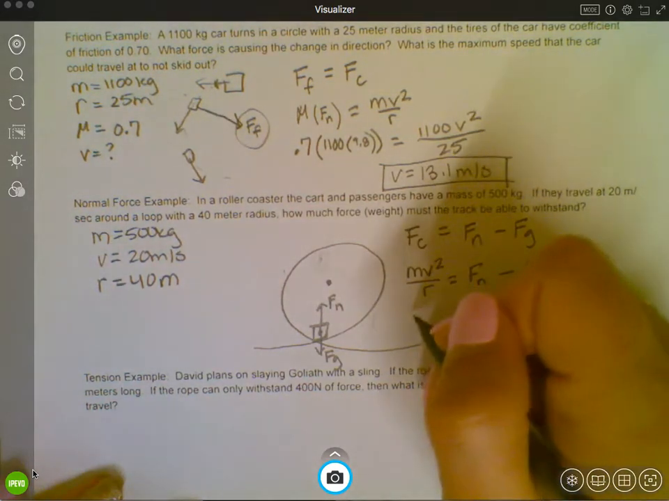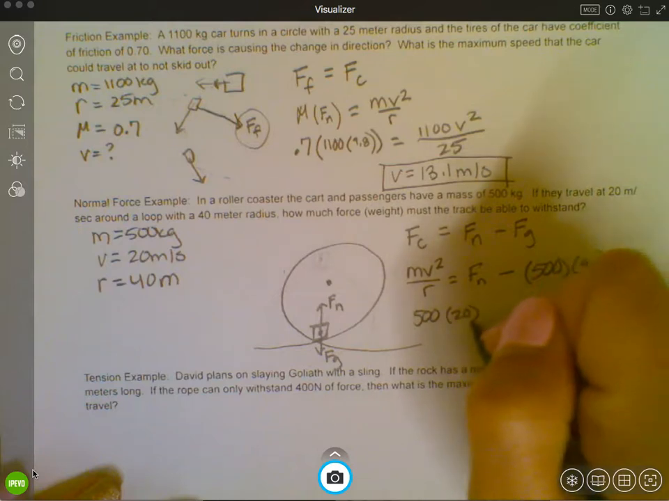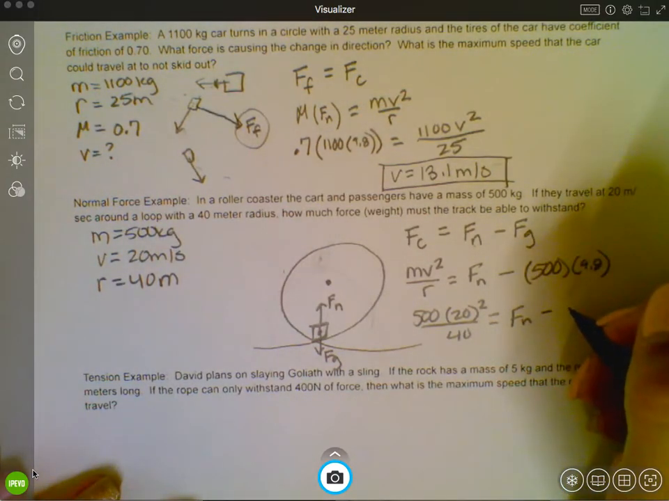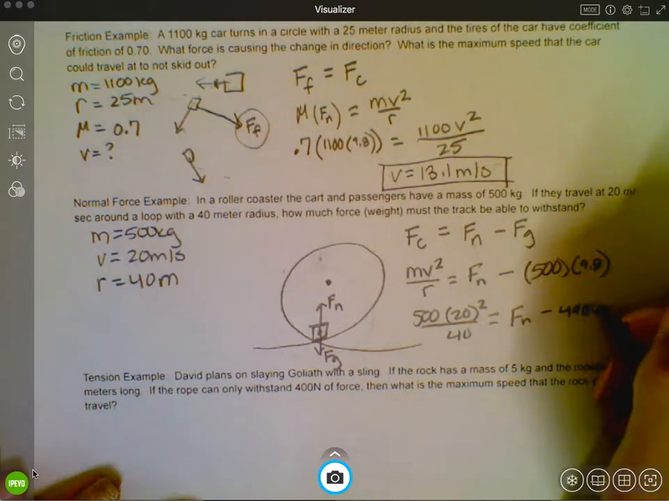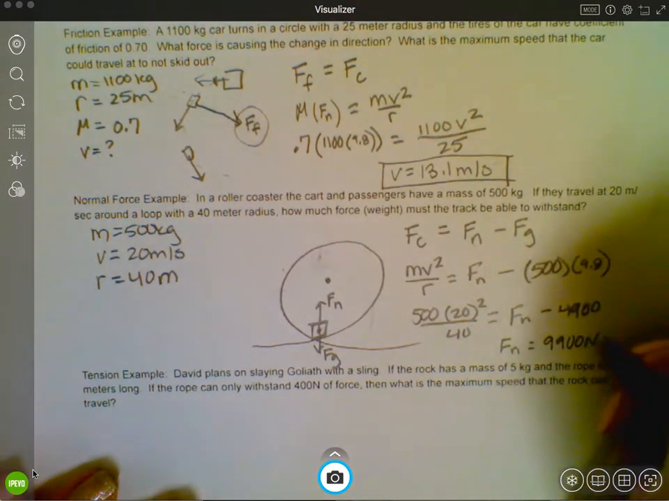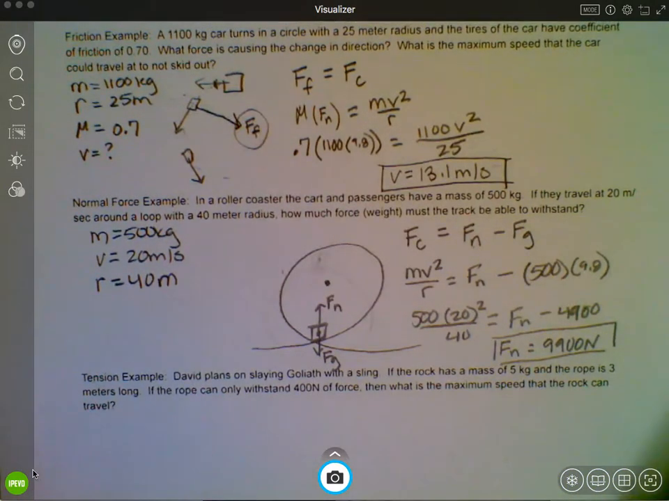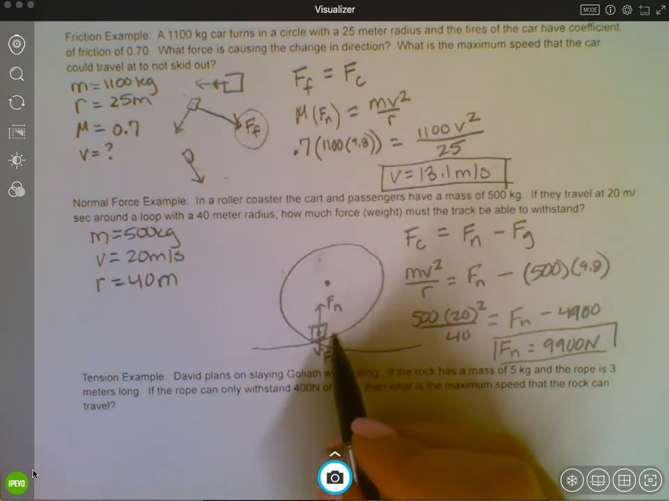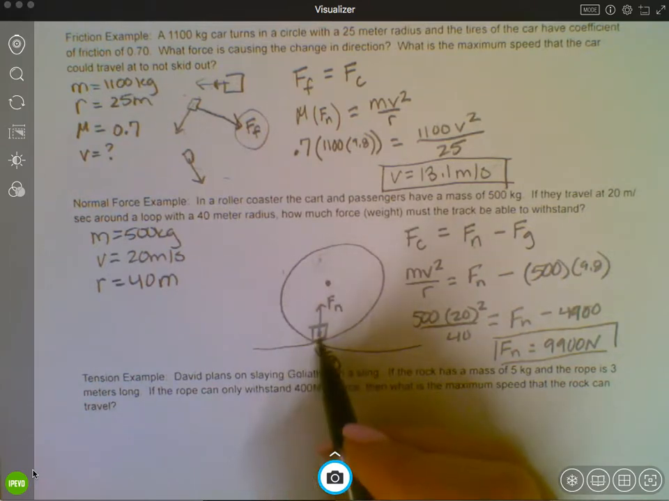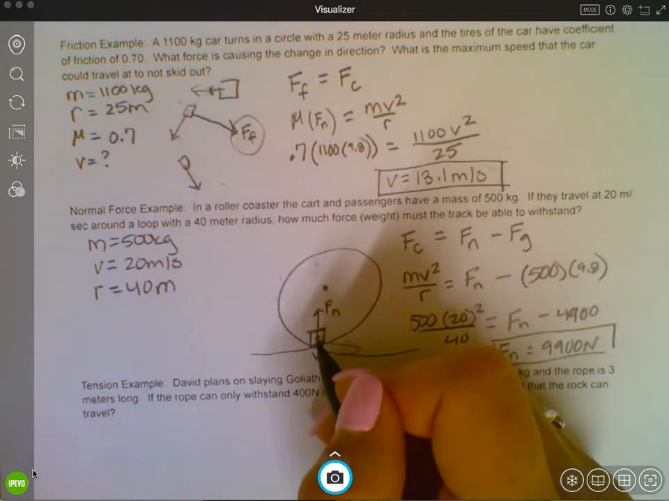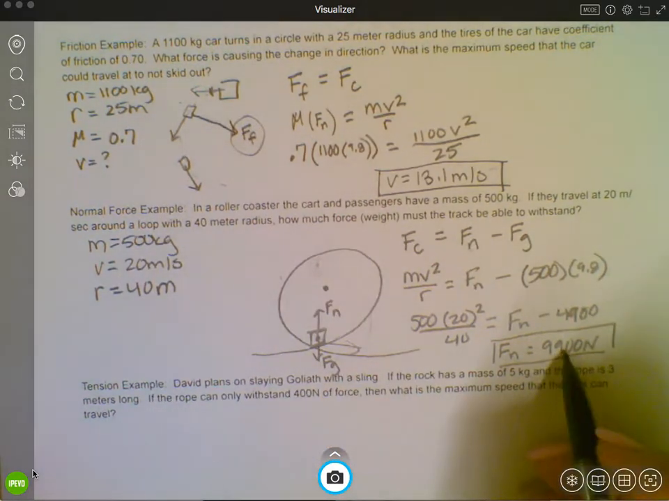All right, so now we can plug in the rest of our numbers here. This is 4,900. If you do all the math, you plug in, you get normal force is equal to 9,900 newtons. That's how much weight the track needs to be able to hold at this point in time, because gravity is pulling down, and the cart is going so fast that it's trying to go out of the circle, right? It's trying to go parallel to the circle. So there's an extra force pushing down on the track. That's why this is bigger than gravity.